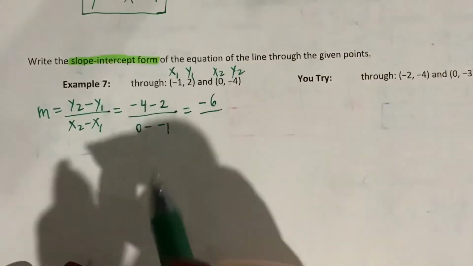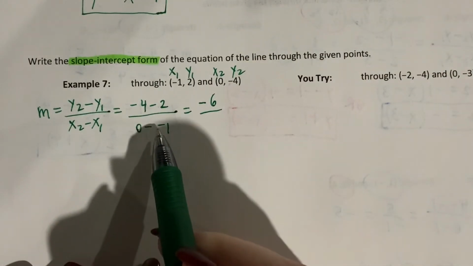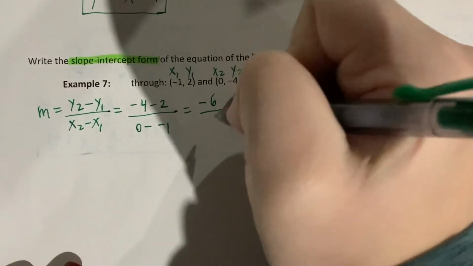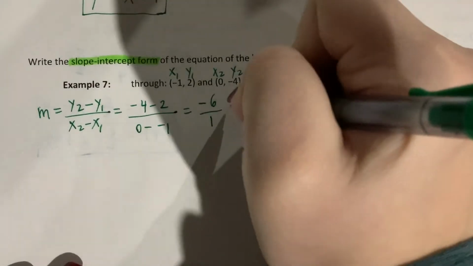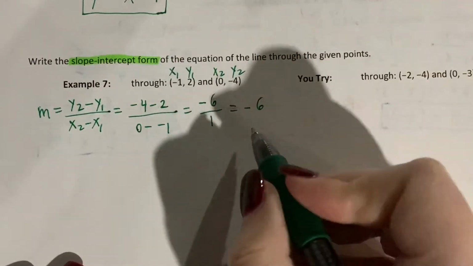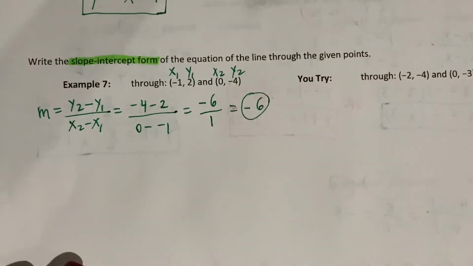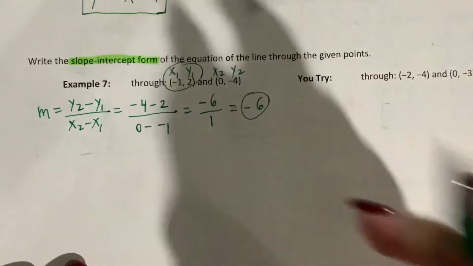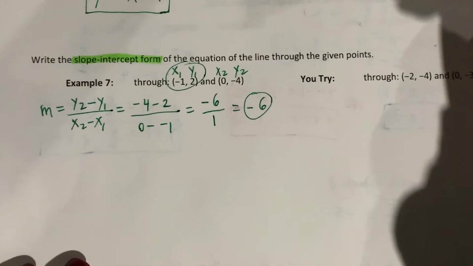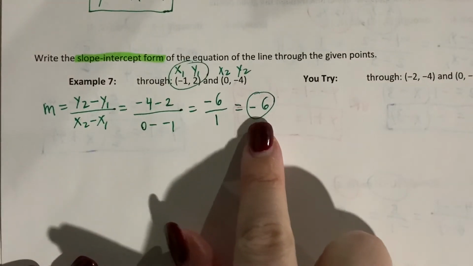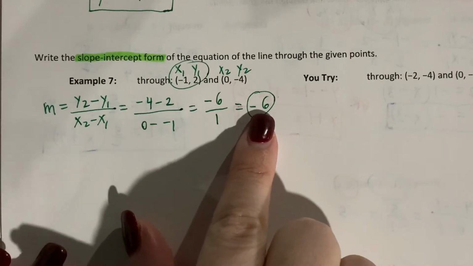Negative 4 minus 2 gives me negative 6. 0, this really becomes a plus. So 0 plus 1 is 1. And I can simplify that. So the slope that I'm using is negative 6. And then I'm going to pick the first ordered pair. You could pick the second ordered pair if you like, but I'm going to use this point and this slope.